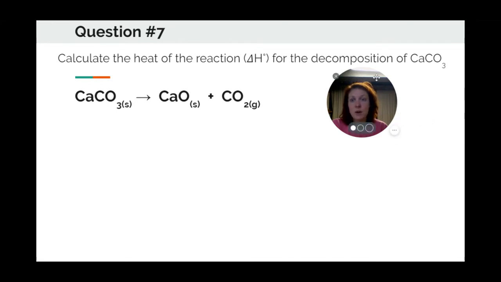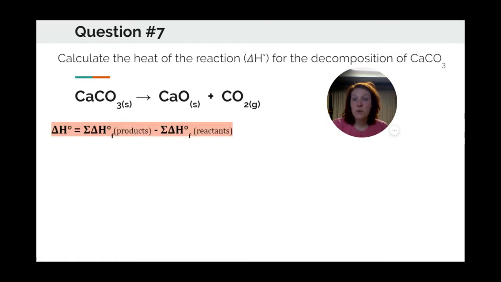All right, so number 7 says calculate the heat of the reaction, delta H naught, for the decomposition of calcium carbonate, or CaCO3. We've already been provided the chemical equation for the decomposition of CaCO3, and it's already been balanced for us. So this is the formula that we are going to be using. We need the sum of the heats of formation of the products minus the sum of all the heats of formation of the reactants.